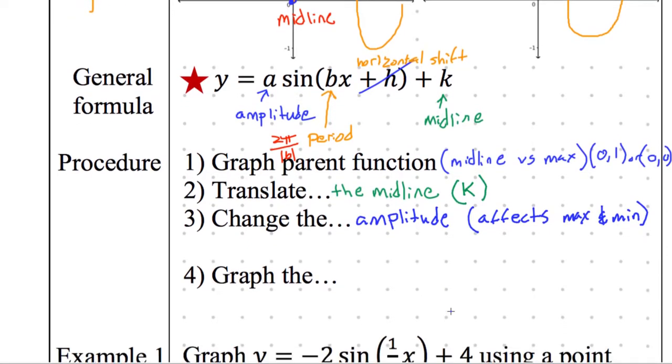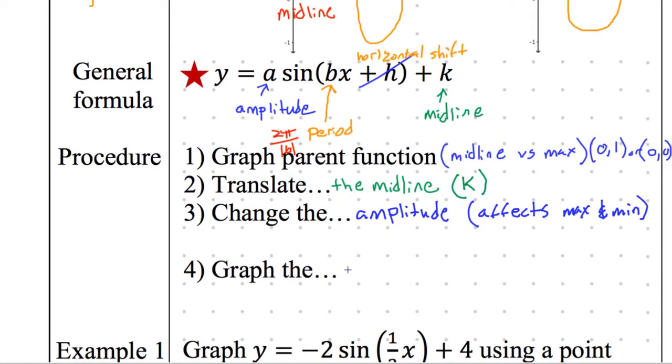And then finally, you need to graph the period, the correct period. I should do this in orange because that would apply to my color up here. Max and min. Boom. Graph the period. And again, that's going to be 2 pi divided by the absolute value of b.